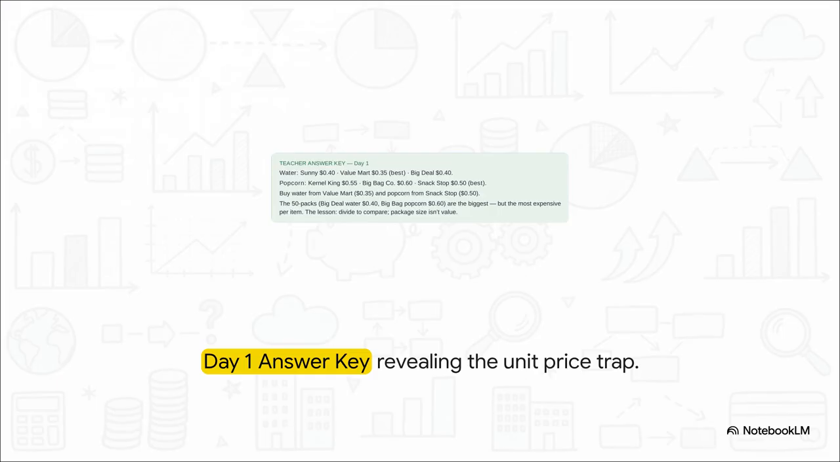But the mathematical truth is completely different. When the students actually sit down and do the division, total divided by quantity, they discover that those massive 50-packs actually cost 40 cents per water and 60 cents per popcorn. No way, right? They're actually the most expensive options on the board. They lose out to Value Mart's 40-pack of water, which breaks down to just 35 cents a bottle, and Snack Stop's 25-pack of popcorn at exactly 50 cents a bag. It is a fantastic gotcha moment that immediately teaches them you have to divide to compare.